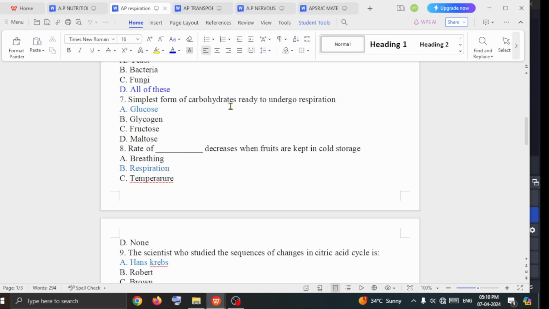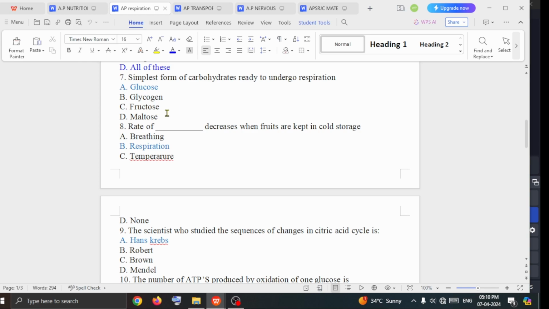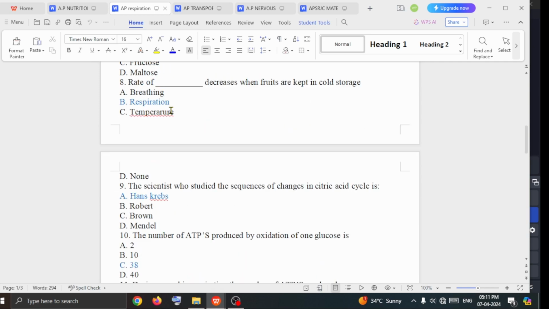Seventh question, simplest form of carbohydrate ready to undergo respiration. Option A, glucose. Option B, glycogen. Option C, fructose. Option D, maltose. The simplest form of carbohydrate that undergoes the respiration is glucose. So the next question is, rate of respiration decreases when the fruits are kept in cold storage. If you keep the fruits in the cold storage, what will reduce? Option A, its breathing. Option B, its respiration. Option C, its temperature. Option D, none of these. The answer is the rate of respiration will decrease.